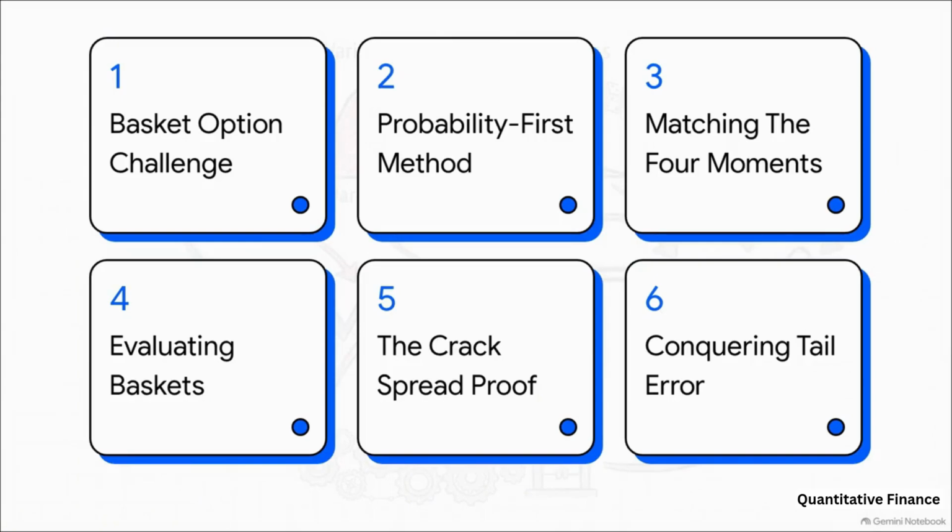Okay, let's take a quick look at our agenda. 1. The basket option challenge. 2. A probability-first strategy. 3. Matching the four moments. 4. Evaluating standard baskets. 5. The crack spread proof. And finally, 6. Conquering the tail error.